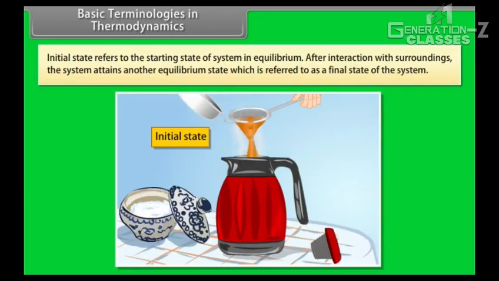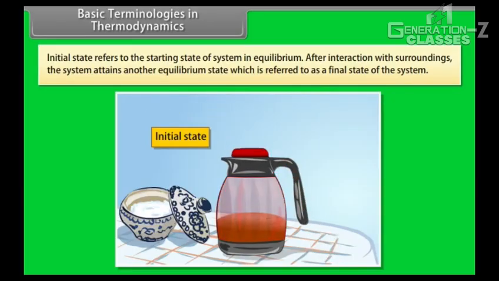Initial state refers to the starting state of the system in equilibrium. After interaction with surroundings, the system attains another equilibrium state, which is referred to as the final state of the system.